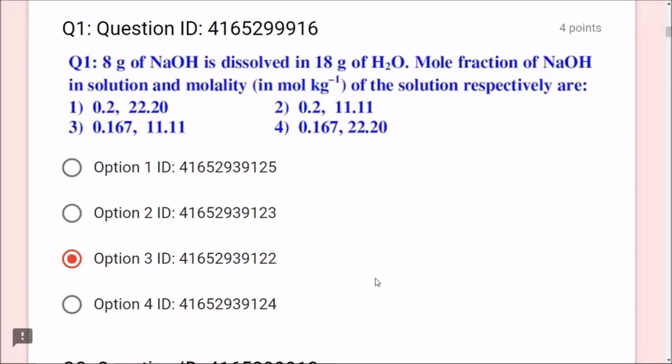How? Let us see. As we know, 8 grams of sodium hydroxide is 8/40, that is 0.2 mole, and 18 grams of water is 18/18, that gives 1 mole. Therefore the mole fraction of sodium hydroxide is 0.2/1.2, that gives 0.167. So the option 0.167 is correct. Next, molality is weight by molecular weight into 1000 by 18, which gives 11.11. So option number 3 is the correct option, friends.